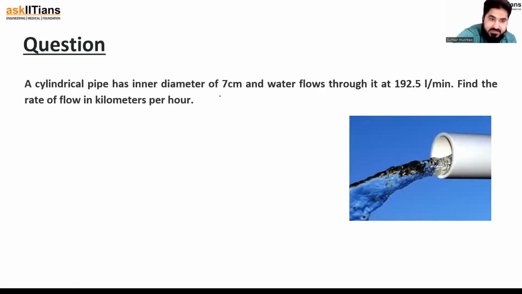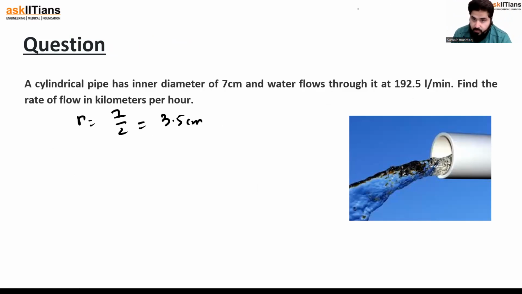This is the first question. So first of all, what is the question saying to us? The question is saying that the cylindrical pipe has an inner diameter of 7 centimeters. If it is the inner diameter, can you tell me what will be the radius? Radius will be 7 by 2, that is equal to 3.5 centimeters. Right?